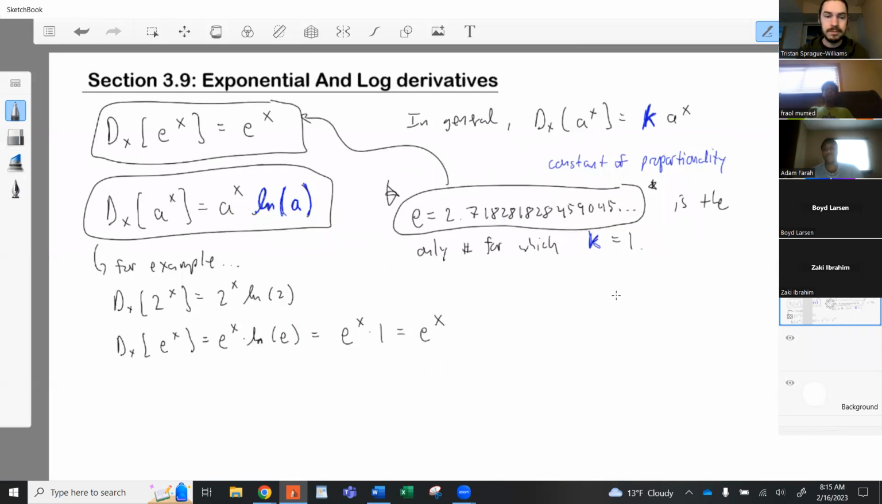So I think it's time to talk about doing an inverse of this. What we haven't learned how to do yet is take a derivative of a logarithm function.